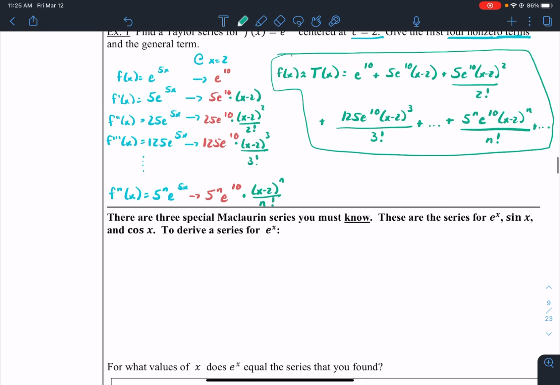Now, if we wanted to write it in just series notation, we could do that as well, but that's not what the prompt asked for. But if we wanted to write it in series notation, we could set it up. Oh, I forgot the x minus 2. We could set it up like that. So you may see it written that way as well.